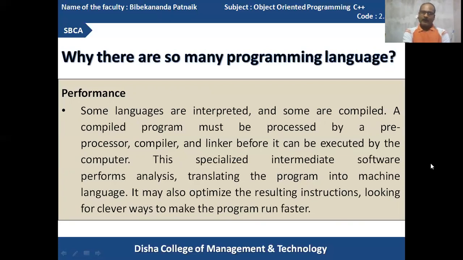As you know, there are basically two types of languages: programming languages and scripting languages. Examples of programming languages are C, C++, Java, Python and so on. And scripting languages are HTML, PHP, JSP and so on.